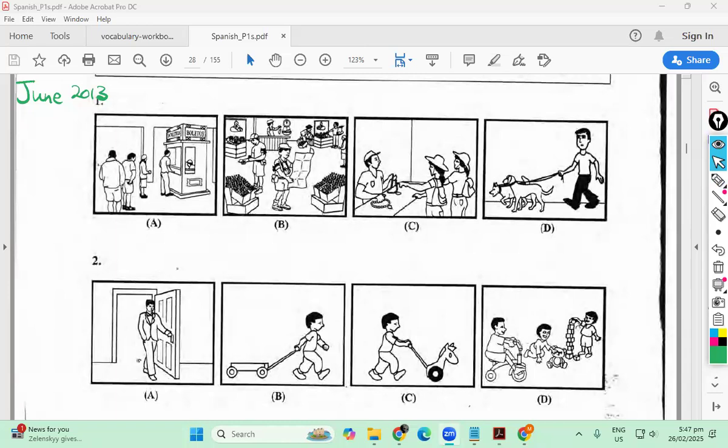What did we hear clearly? What word did you hear clearly? I bet you heard compran clearly. And you heard turistas clearly, right? Okay, so you heard turistas and you heard compran, right? All right, which pictures have the turistas?